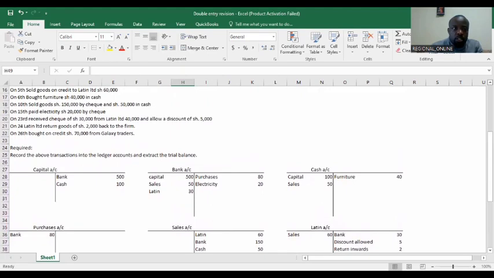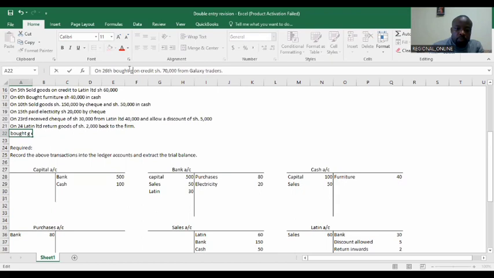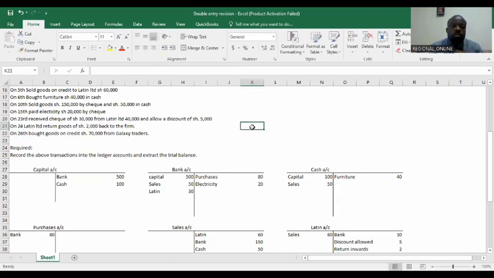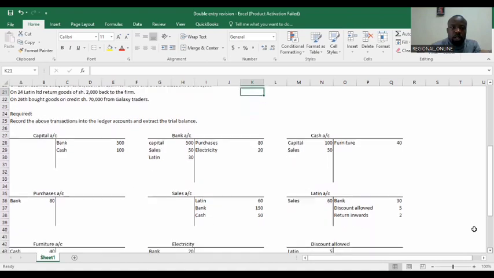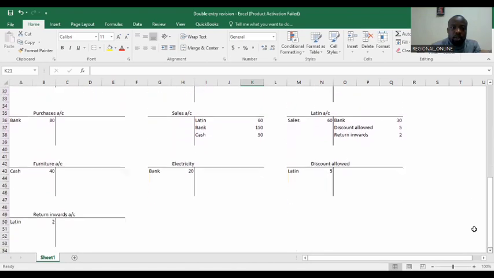Then on 26th, bought goods on credit from Galaxy. We said that the term bought goods means purchases. And this time the firm is not paying for these purchases. It's buying them on credit, will pay later. So you have to recognize the name of your creditor. That is a liability to pay later. So I have to open Galaxy Traders as my creditor.